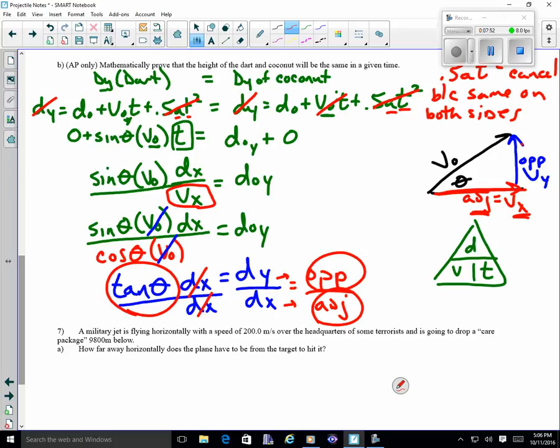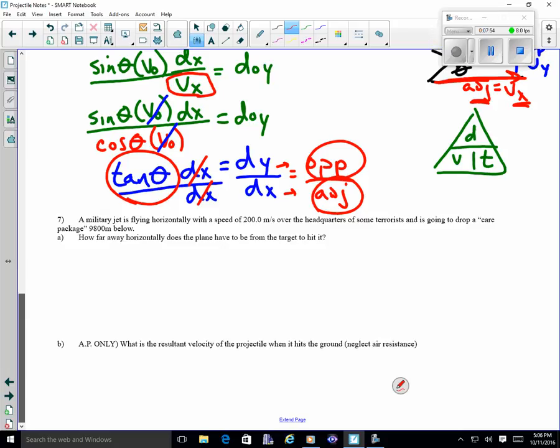Let's go down to number 7. Now you have a military jet. So here's your little military jet, or it could be a sock, whatever, it's a little jet. And we want to drop a care package to some terrorists below, because we're good people and we want to help make them better people as well. So I have a target down here that I want to hit, and I'm going to drop a little care package to them. It says that this plane is 9,800 meters above the ground. So they just gave me the distance in the y direction there.